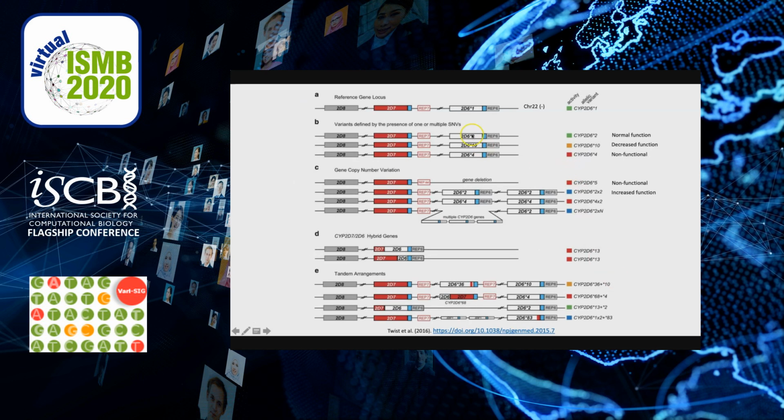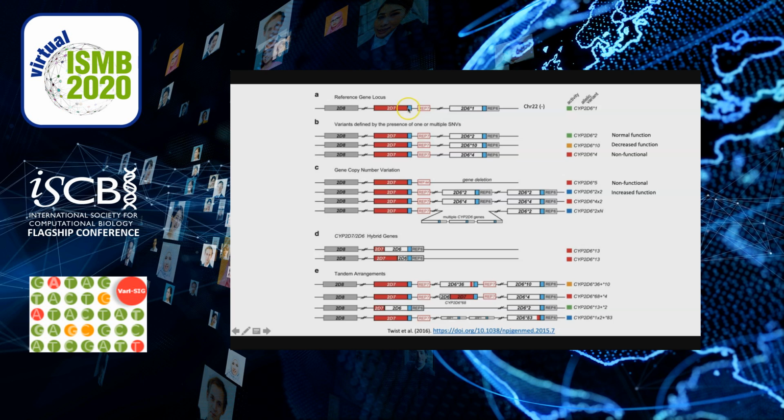I've included this image from Twist et al. 2016, and it shows a number of haplotypes in CYP2D6, or star alleles as we normally call them. So here we see CYP2D6 located on the minor strand of chromosome 22 alongside two pseudogenes, CYP2D7 and CYP2D8.